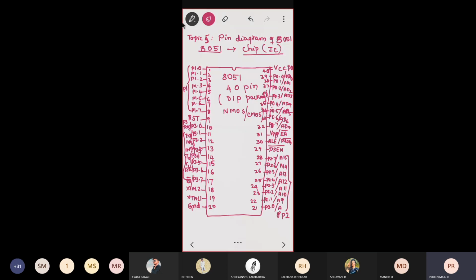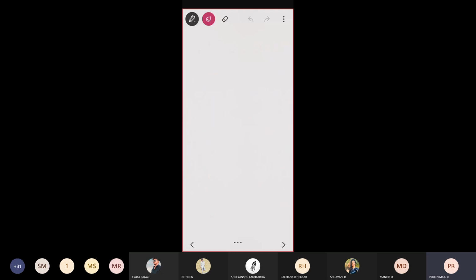Yes, ma'am. Now, we have to know what these P0.1 or P1.0 are, what this ground is, and how much the voltage for VCC is. To know more about these pin details, let us consider the pin details explanation.